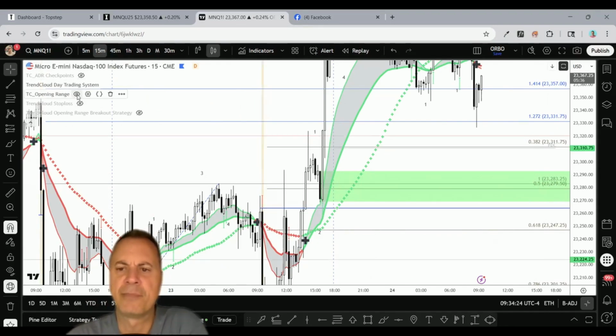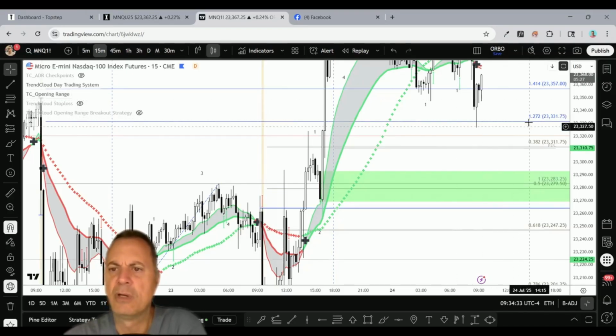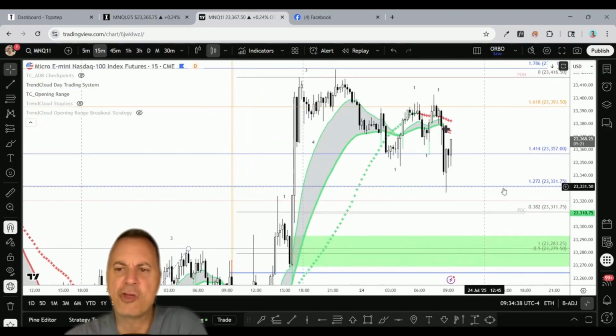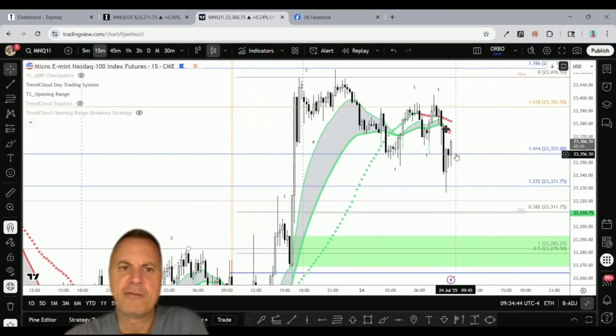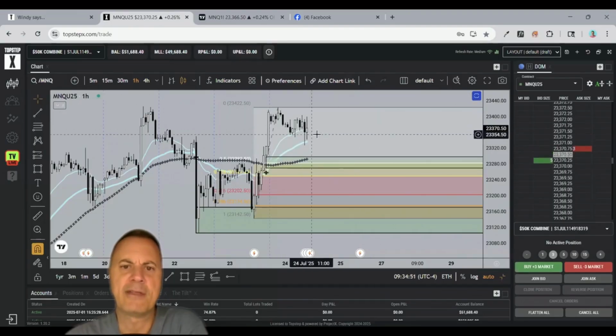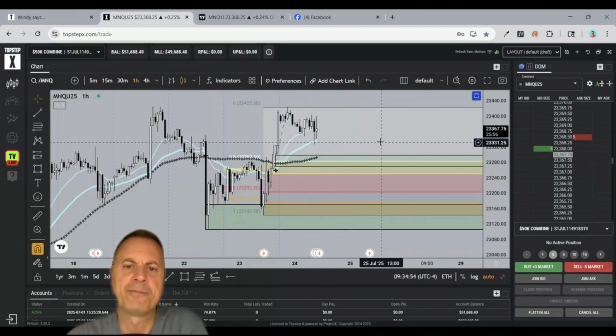Okay, the opening range tool. Those are great markers. You could see how price comes down to 1.272. That is one of the Fibonacci extensions, and it's bouncing off of that. Now, this is the 15-minute chart, and we are in a downtrend, and we've got a delay there. So that's what's happening right now.